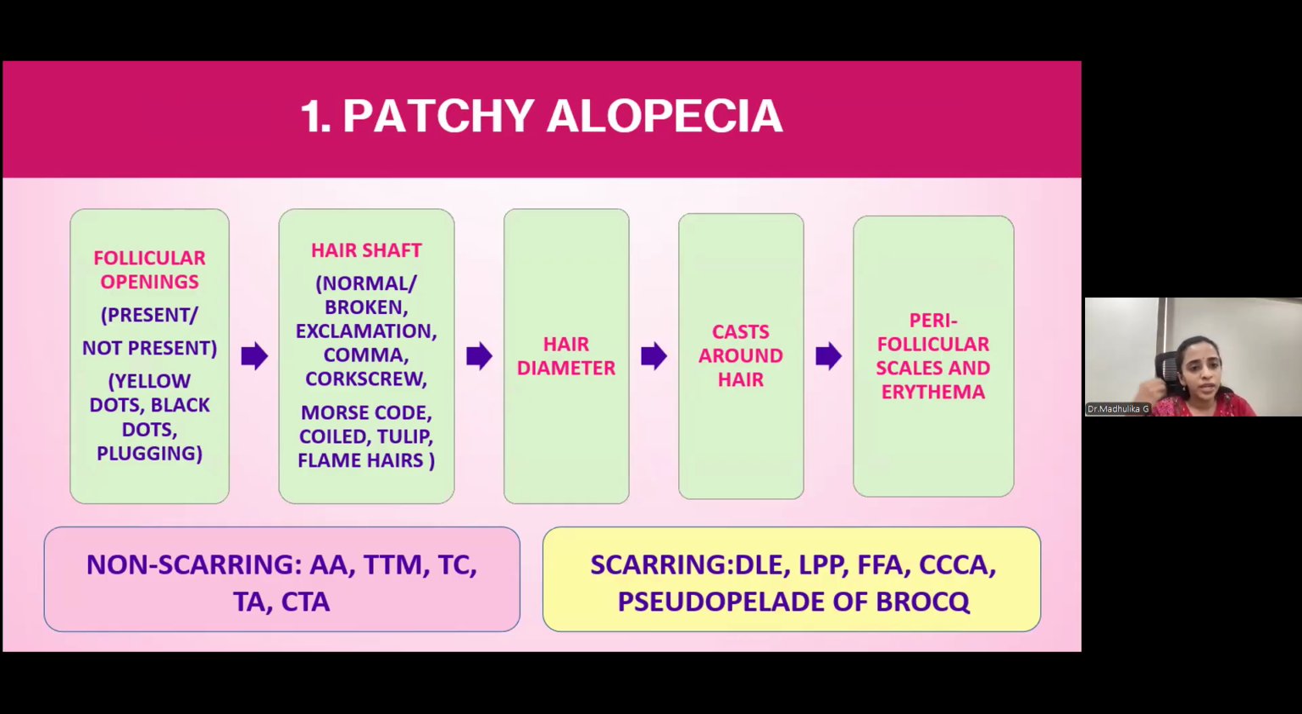Are they filled only with sebum and keratin, like in yellow dots? Are they filled with cadaverized hair, like with black dots? Is there plugging in it, like you see in DLE? Okay, so you have to look at the follicular openings closely.